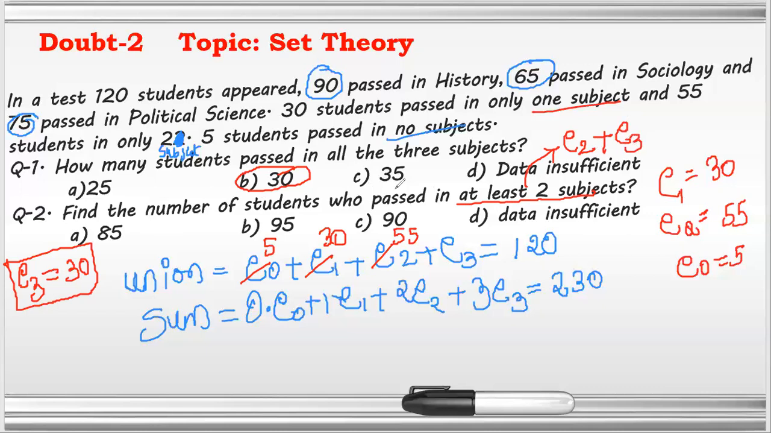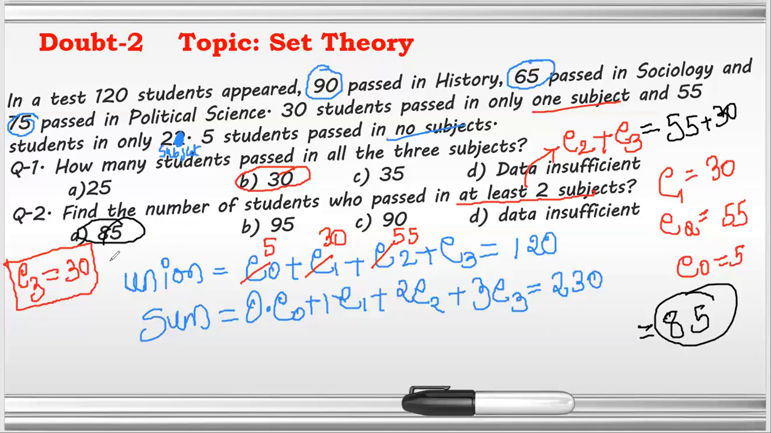So it is pretty much simpler. What are E2 and E3? We have not even used the second equation. So E2 plus E3: E2 is 55 and E3 we got as 30. So the answer to the second question has to be 85.